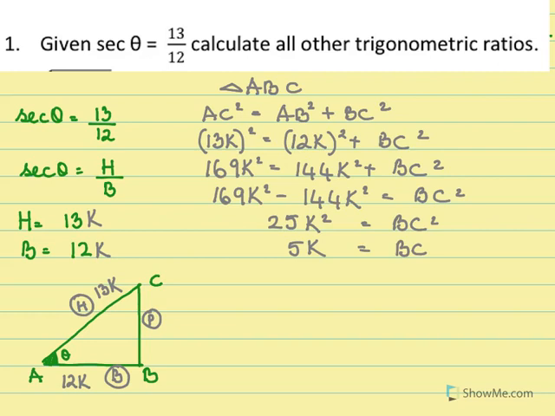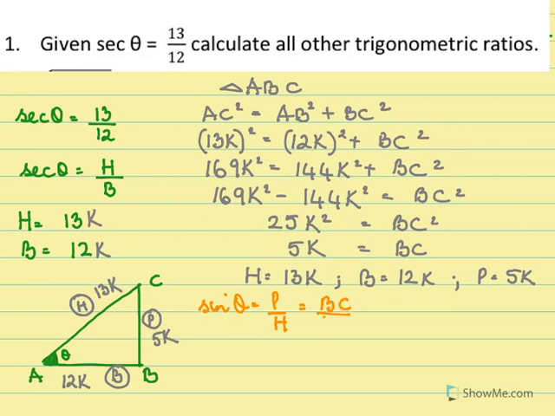That means for the perpendicular I will now write 5k. So in this one we know our hypotenuse is 13k, the base is 12k, and the perpendicular is 5k. Now you can find all the ratios. Like if you want to find sine theta, it is perpendicular over hypotenuse, and in this case it would be BC over AC, which is 5k over 13k, so 5 over 13.